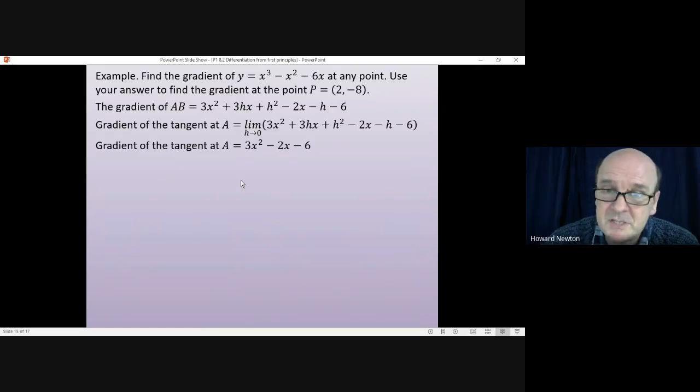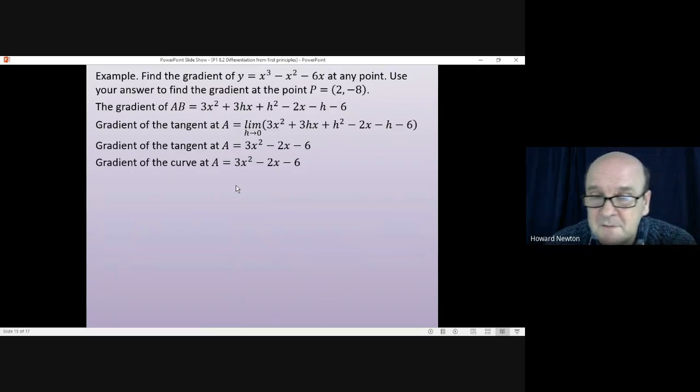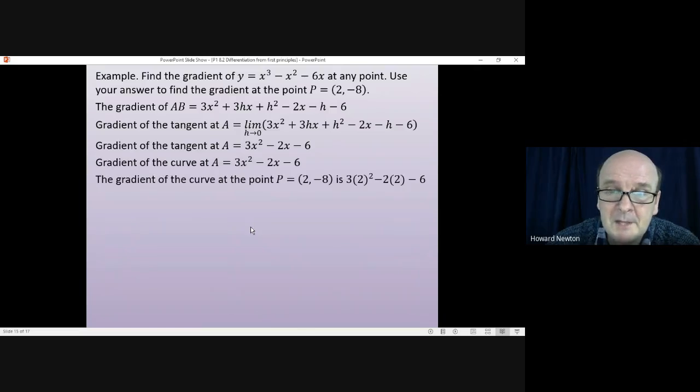Now the gradient of the tangent, as we said, that's the gradient of the curve. So when you're finding the gradient of the tangent, you are also finding the gradient of the curve at any point. And the point we were interested in was the point P (2, -8). The significant number there is the x, because that's the only number we need to substitute in. So substituting x equals 2 into this gives us 3 times 2 squared minus 2 times 2 minus 6, which is 12, take away 4, take away 6, which means the gradient at this point will be equal to 2. Okay, that is differentiation from first principles. That's the process that you use.